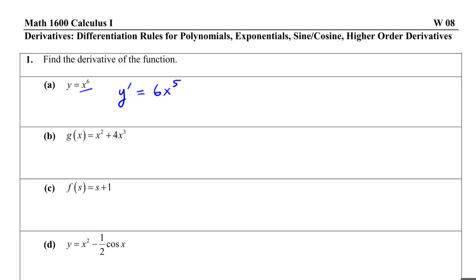Okay. Now I have g of x equals x squared plus 4x cubed. Okay, that can just become g prime of x on the derivative. X squared becomes 2x plus, and then I have 3 multiplies 4 to give me 12. X to the 3 minus 1 is 2. So 2x plus 12x squared.